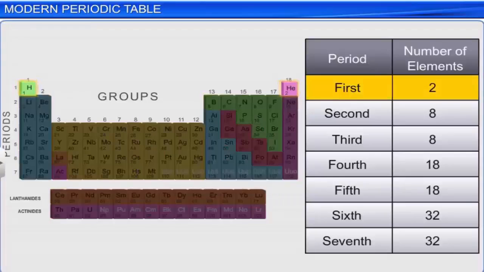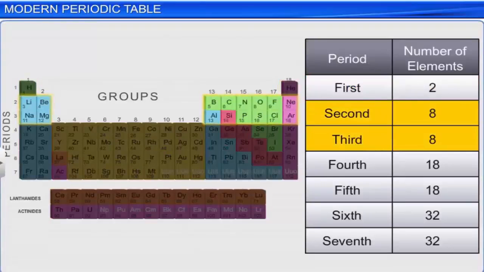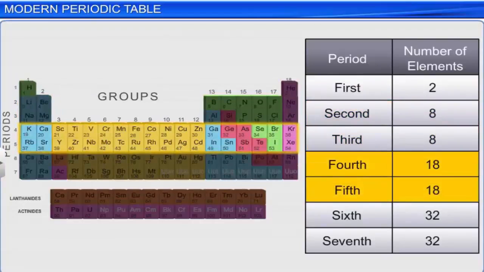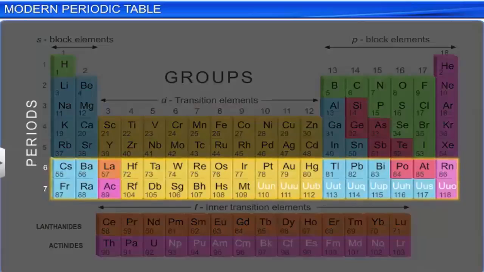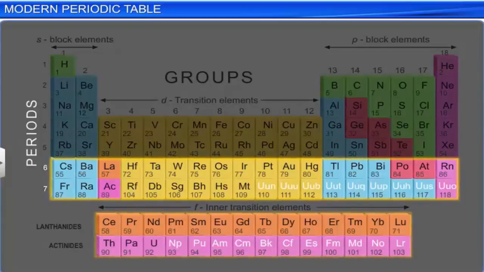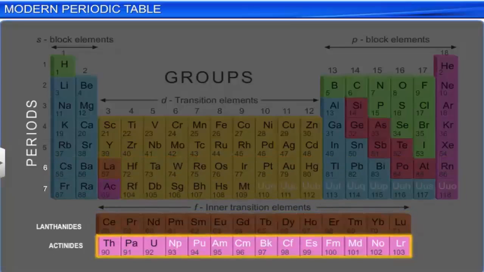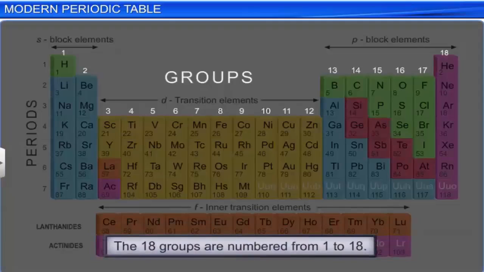For example, the first period has 2 elements. Second and third periods have 8 elements. Fourth and fifth periods have 18 elements. In both the sixth and seventh periods, only 18 elements are shown in the periodic table. The remaining 14 elements of each of these 2 periods are shown in separate panels at the bottom of the table and are referred to as lanthanoids and actinoids respectively. The number of groups total 18 and are numbered from 1 to 18 as per the IUPAC standards.